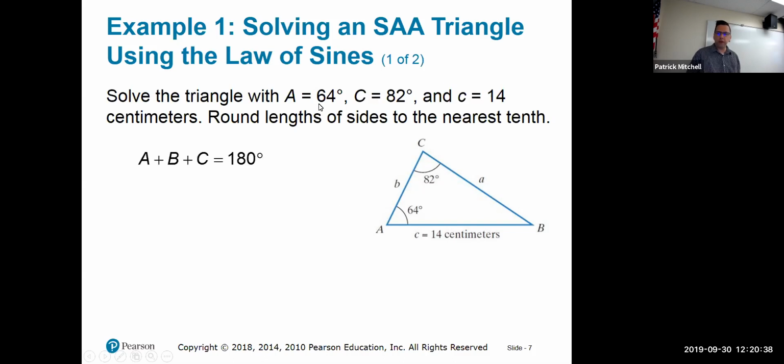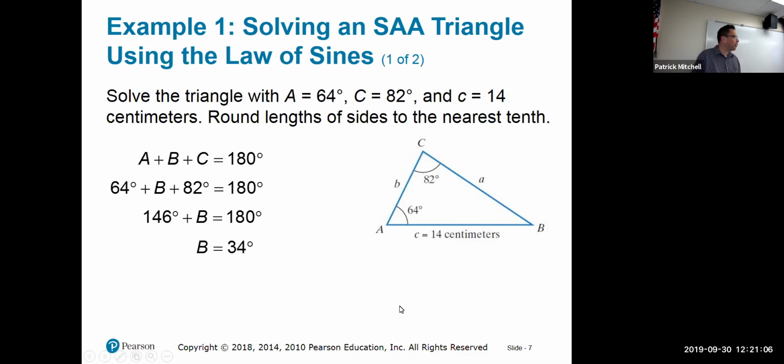Okay, but before they do that, they're going to use the fact that the three angles add up to 180 degrees to find angle B. So if A plus B plus C is 180 degrees, we have A, we have C. So now you have enough information to solve for B. 64 degrees plus 82 degrees is 146 degrees. Subtract 146 degrees from both sides. You get that angle B is 34 degrees. Okay. So now we have all three angles.